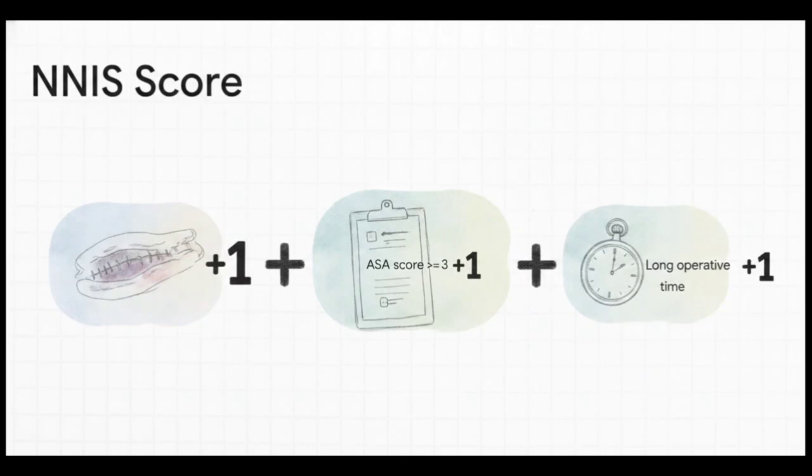The NNIS score predicts surgical site infection risk mathematically on a super simple 0 to 3 scale. You get exactly 1 point for each of the following: having a Class 3 or Class 4 wound, having an ASA score of 3 or higher, and finally, if the operative time exceeds the 75th percentile of the expected duration for that specific procedure. Add those up, and the surgeon instantly has an objective risk profile.